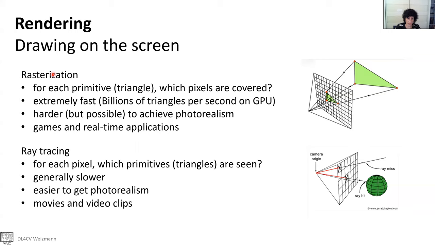In rasterization, it's harder to get photorealism, while with ray tracing, it's easier to get photorealism. So if I want a real-time application where performance is important, for example a game, I'll use rasterization. But if I want to invest time and GPU, for movies and video clips, for example, and I would like to get something very photorealistic, I'm going to use ray tracing, okay?